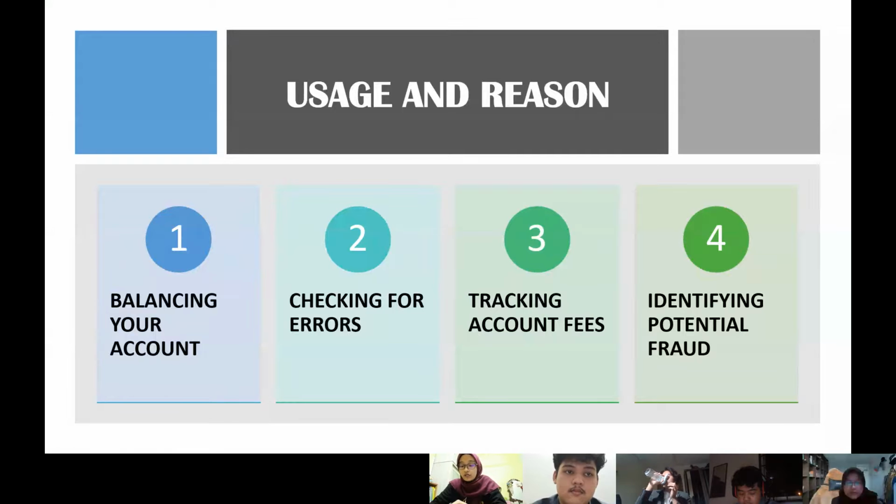Next, checking for errors, given the sheer number of transactions a financial institution processes in a day. Occasionally, a mistake may happen. Reconciling your bank account each month allows you to notice if your financial institution makes a mistake when entering and processing each transaction. Next, tracking account fees. The statement shows all of the fees charged by your financial institution.